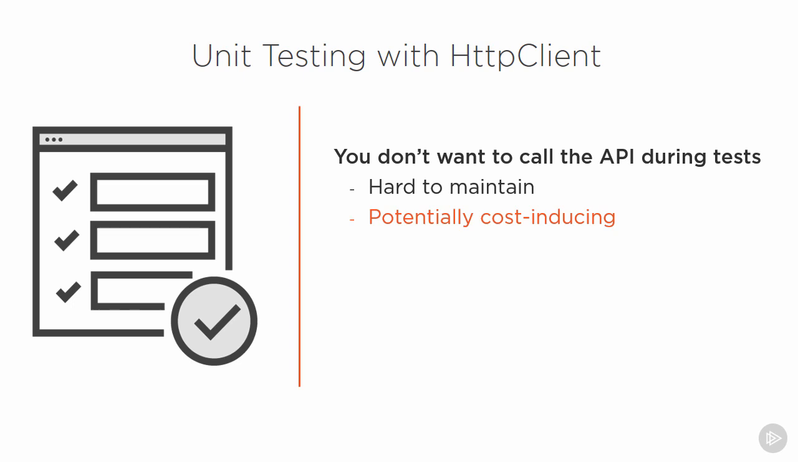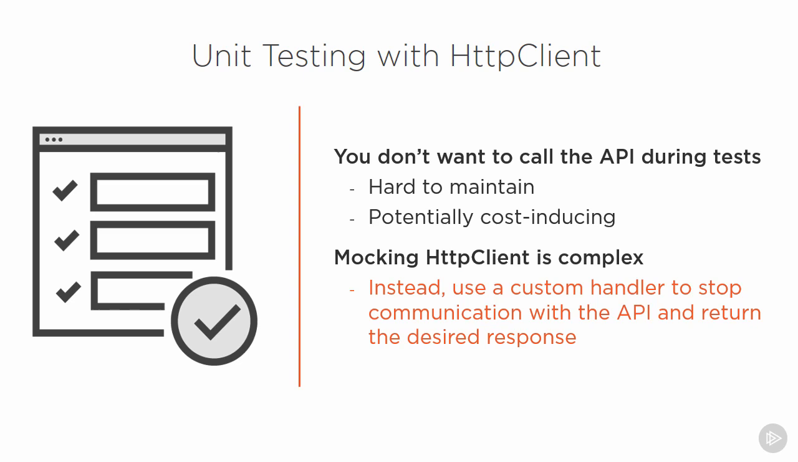One possible approach is trying to mock out HTTP client altogether, but that won't work. For one, HTTP client doesn't implement an interface we can mock. We can, however, write a custom handler to stop communication with the API and return the response we require for our test. For our use case, we don't want to communicate with the API, but we do want to get back a 401 unauthorized response. Let's check that out.